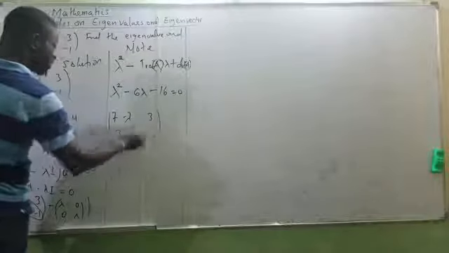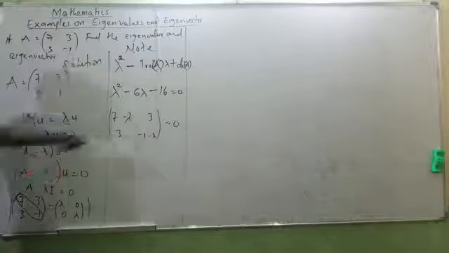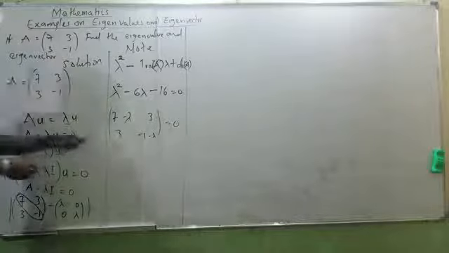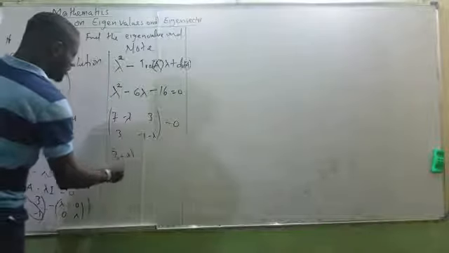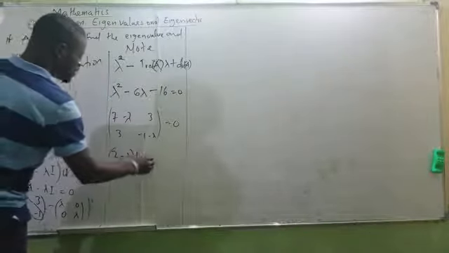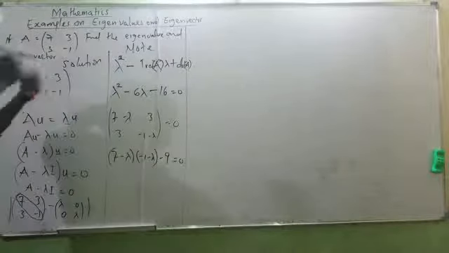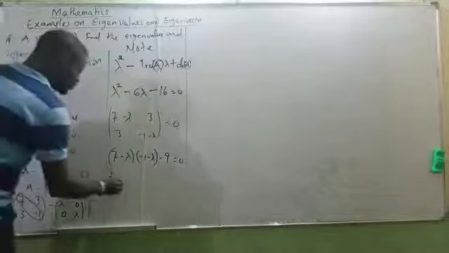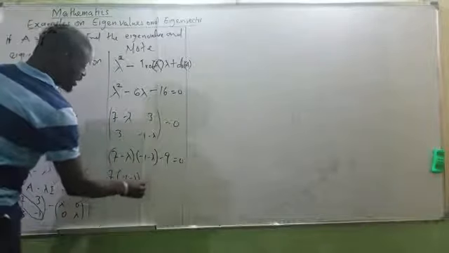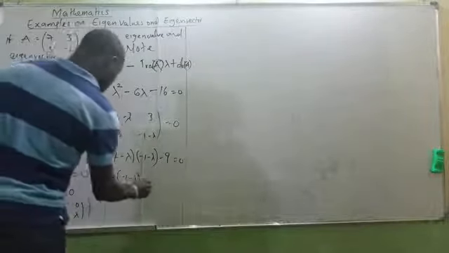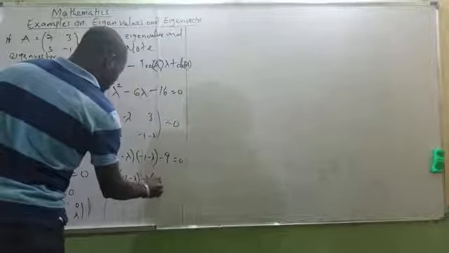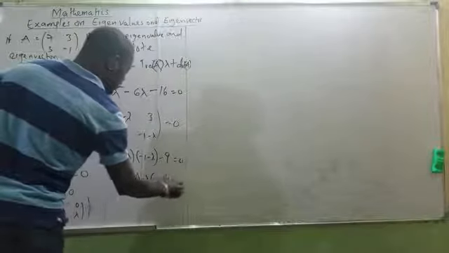Now we don't need to go along with this, which I'll be having 7 minus lambda, bracket of minus 1 minus lambda, and minus 9. Now when you do the same thing, I will be having 7 over minus 1 minus lambda, and we have minus lambda bracket of minus 1 minus lambda minus 3 equals to 0.